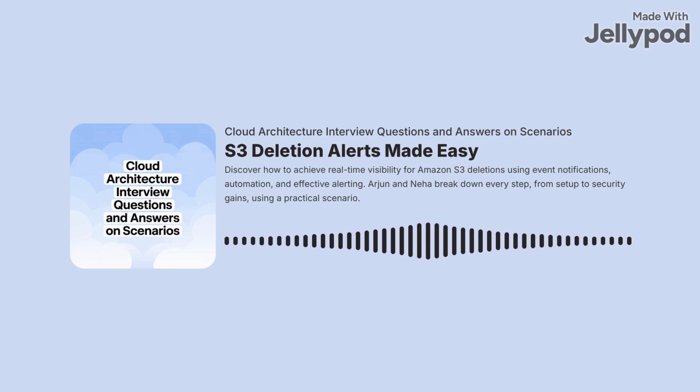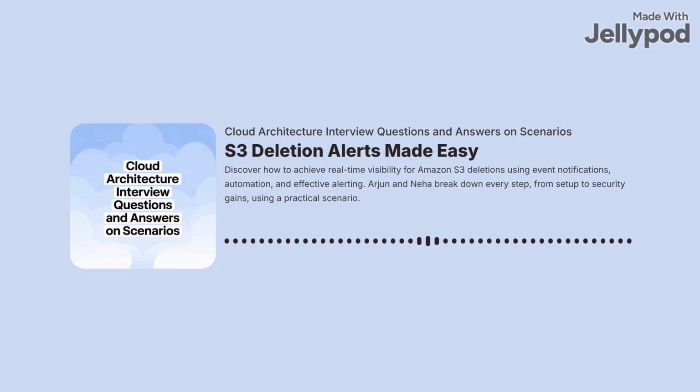That's such a common story, Arjun. And it's not just about logs, right? Any critical data, if it disappears and you don't know right away, you're basically flying blind. That's why S3 event notifications are so powerful. They let you detect delete operations as soon as they happen.